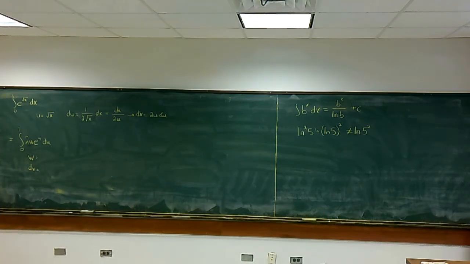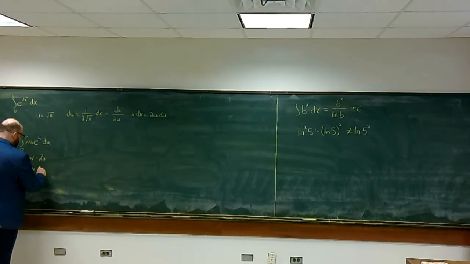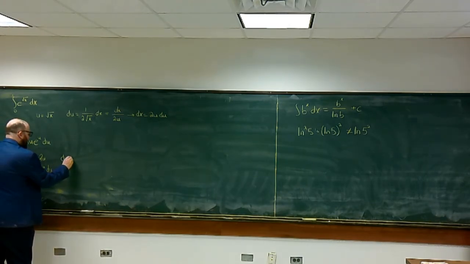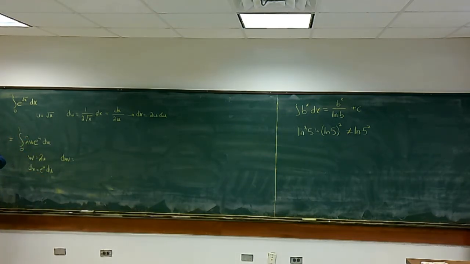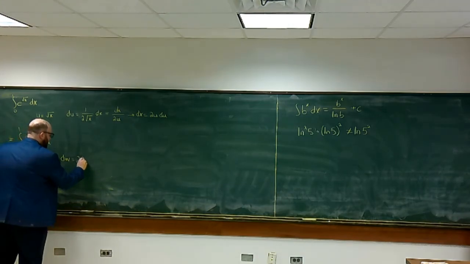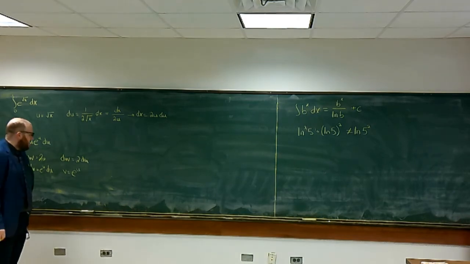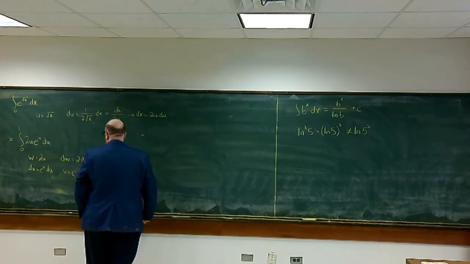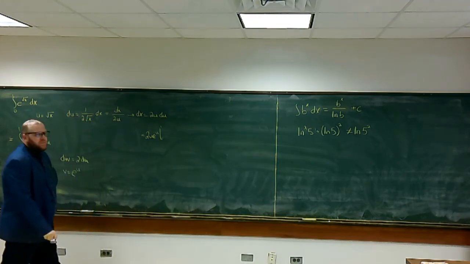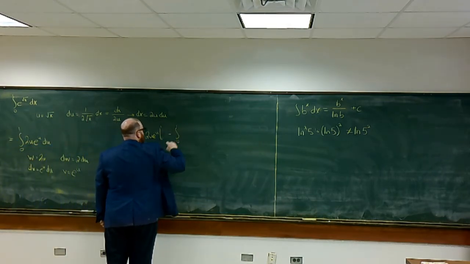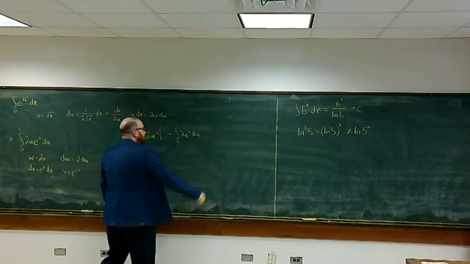Say W. What's W going to be? Which means dV has to be e to the u du, right? What is dW? It's 2 du, which means V is just e to the u. So 2u e to the u from 0 to 1, right? It's W times V minus the integral from 0 to 1 of 2e to the u du.